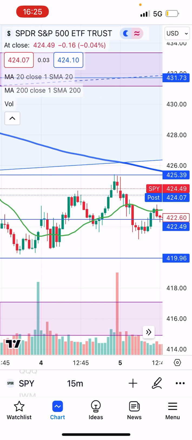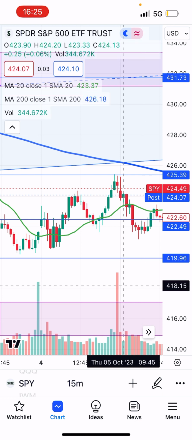So again, I just wanted to go over a brief, simple breakdown of how to use the gamma levels in your trading decisions.